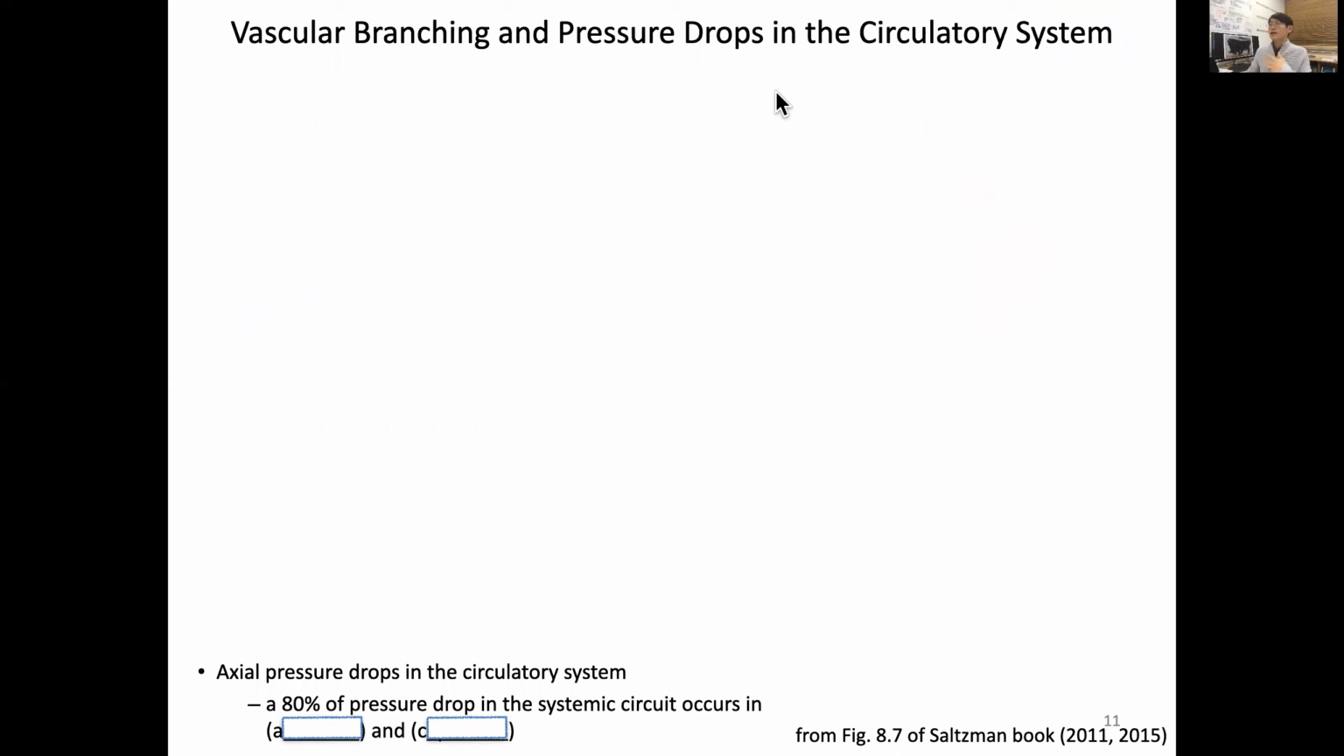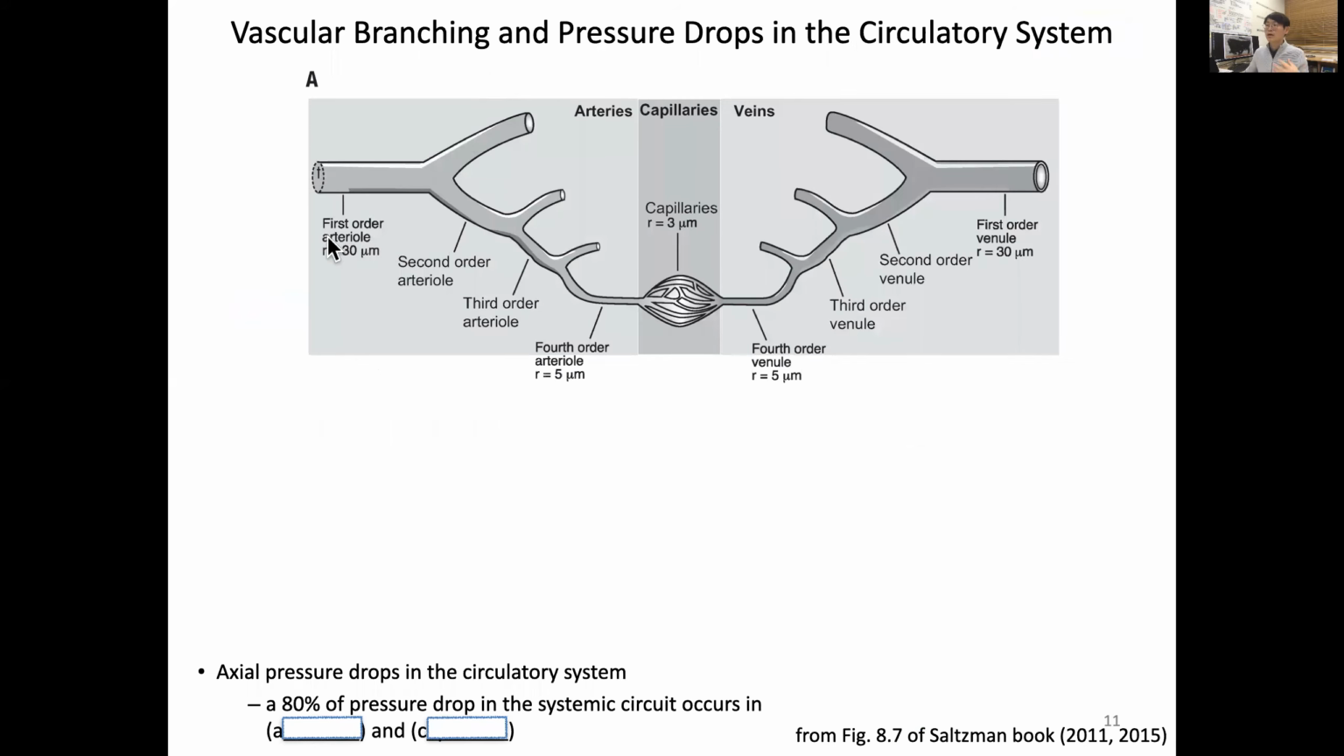So how does this relate to our circulatory system? As we remind you, the resistance is proportional to R to the -4. So the radius will be very important for the pressure drop. So let's have a simple diagram of the vascular branching system. We have the artery, first order arterial, which will branch out into second order, third order, and fourth order. And it now becomes a diameter of about 10 micron order. And the capillary has the smallest diameter, which is only about a couple of microns.